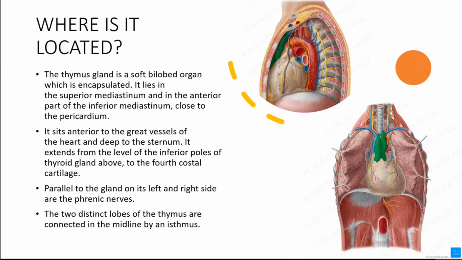So, where is it located? The thymus gland is a soft bilobed organ which is encapsulated and it lies in the superior mediastinum and in the anterior part of the inferior mediastinum, which is close to the pericardium. It sits anterior to the great vessels of the heart and deep to the sternum. It extends from the level of the inferior poles of the thyroid gland superiorly to the fourth costal cartilage. Parallel to the gland on its left and right side are the phrenic nerves. And the two distinct lobes of the thymus, as I already told, are connected in the midline by an isthmus.